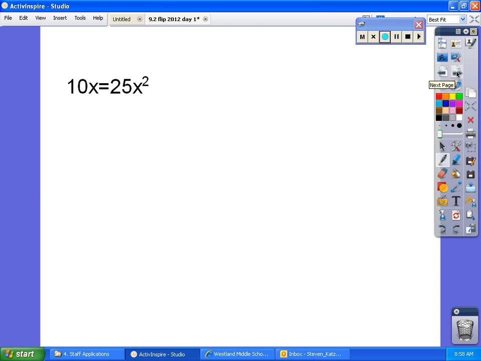Last one. Well, here you might notice that you have to solve for x, and you have a quadratic, but it doesn't equal 0. So the first step in factoring is you need it to equal 0. So the very first thing I'm going to do is move this 10x over to the other side by subtracting 10x. And that gives us an expression that equals 0. So now I have 25x squared minus 10x is equal to 0.